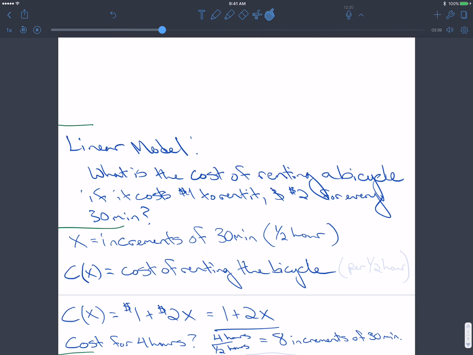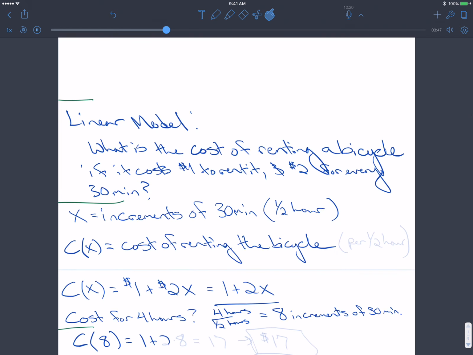Which means that when I substitute it into my function, I'm not taking c of 4, I'm taking c of 8. So I have 1 plus 2 times 8, getting me 16 plus 1, or 17. Now remember, that needs to be in dollars when you write your actual answer. So it costs $17 to rent the bicycle for 4 hours.